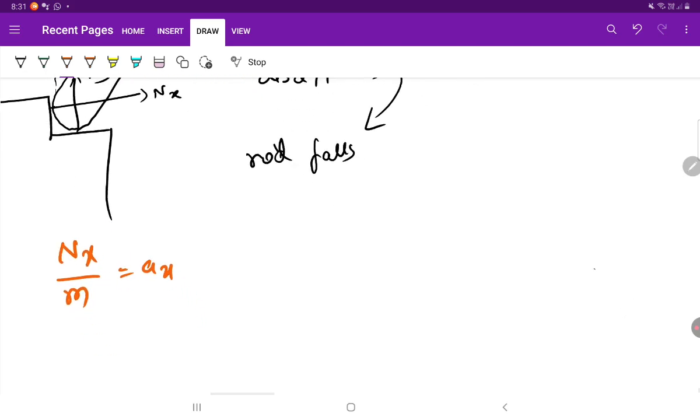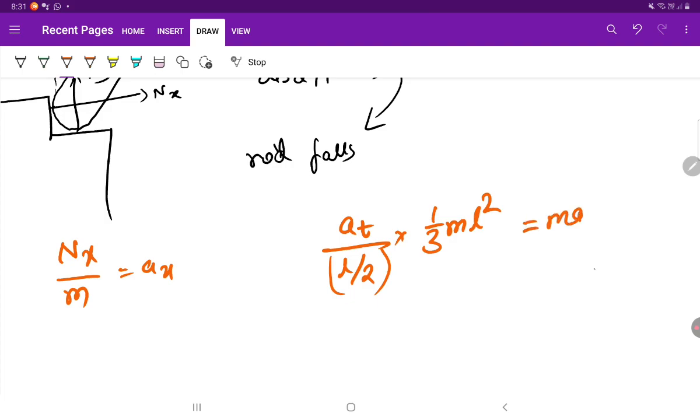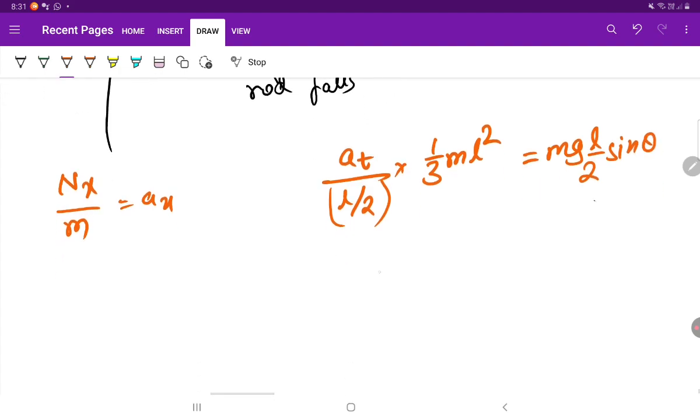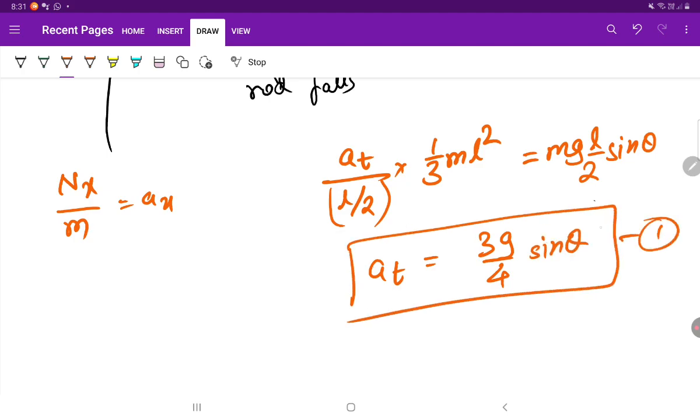Similarly, can I write at and all those in terms of that? At by L by 2 will give me the angular acceleration, into 1 by 3 mL square. This is I alpha equals tau. What is tau? mg L by 2 sin theta. So I can say at is equals to 3g by 4 sin theta. Yeah, this is one of the equations we require.